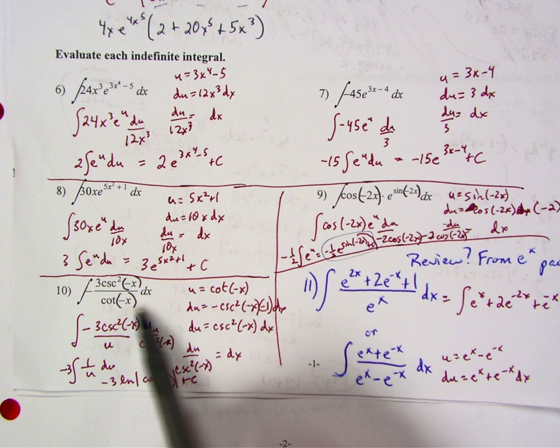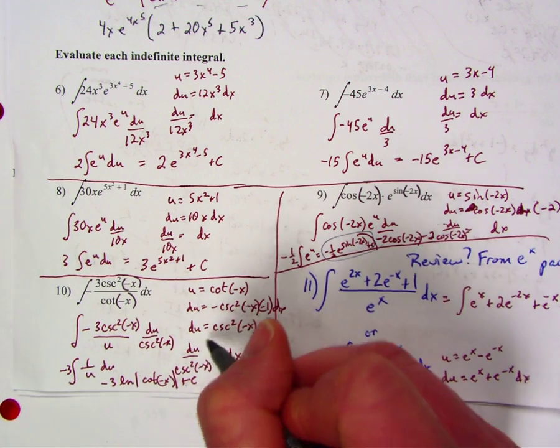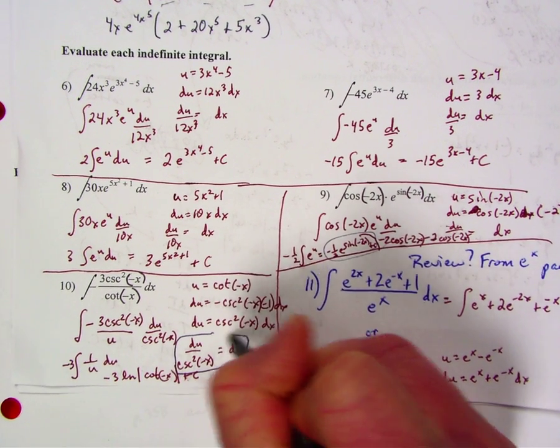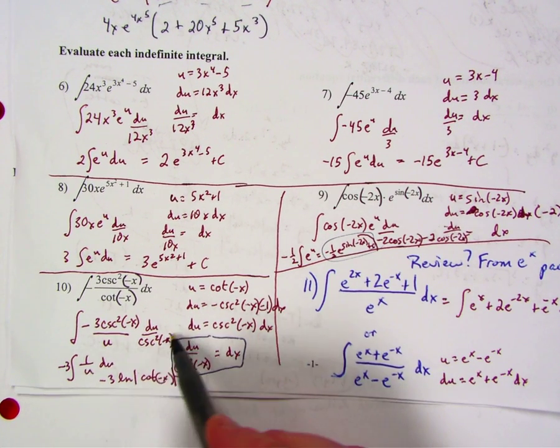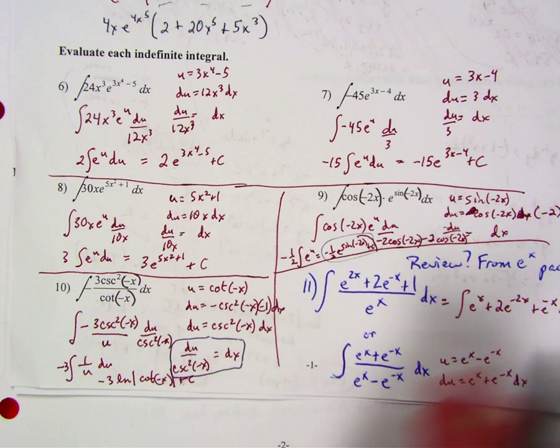Same thing here. Cotangent, derivative of that is negative cosecant squared times negative 1. So it becomes positive cosecant squared. So this is what I'm substituting for dx. And it leaves me with a negative 3, 1 over u. This is a natural log one because it's u prime over u.